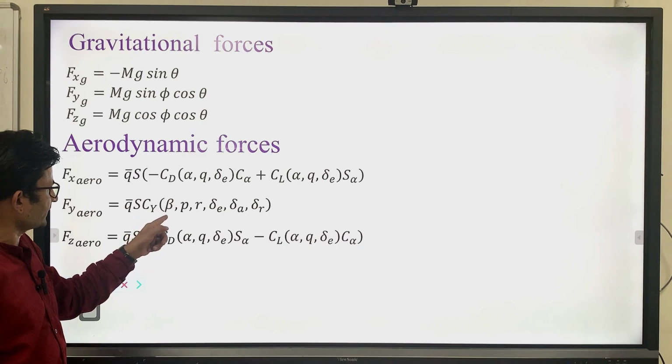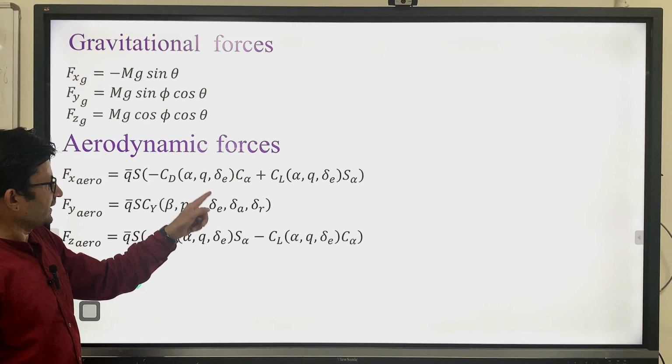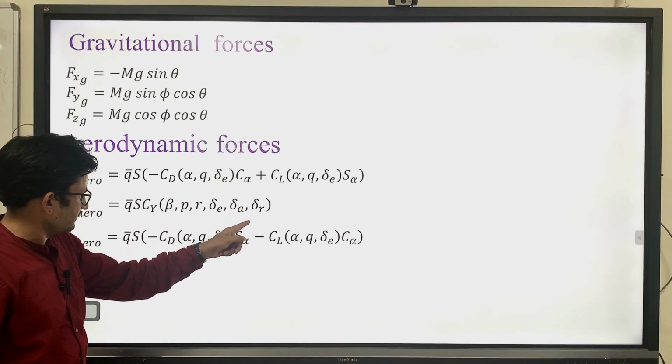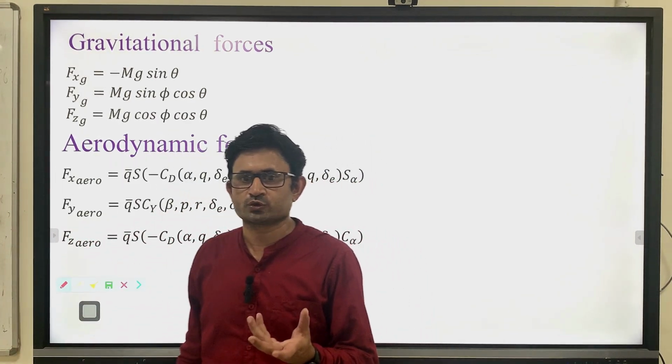Similarly, beta is the sideslip angle. P is the roll rate. R is the yaw rate. Delta E is the elevator, delta A is the aileron, and delta R is the rudder. Right? So again you can see I can write half rho V squared S.